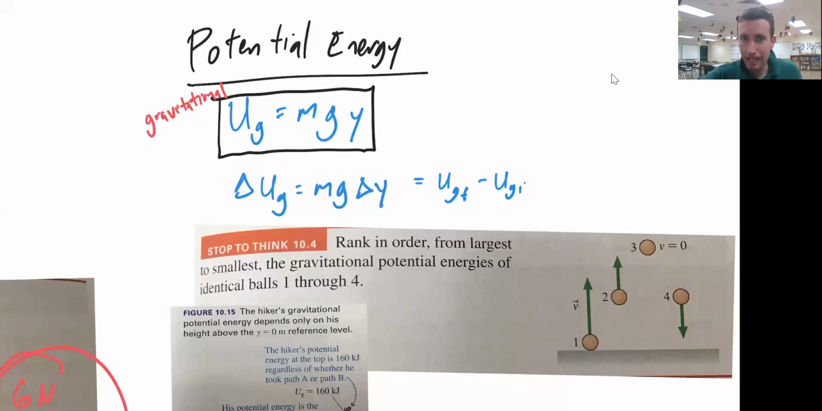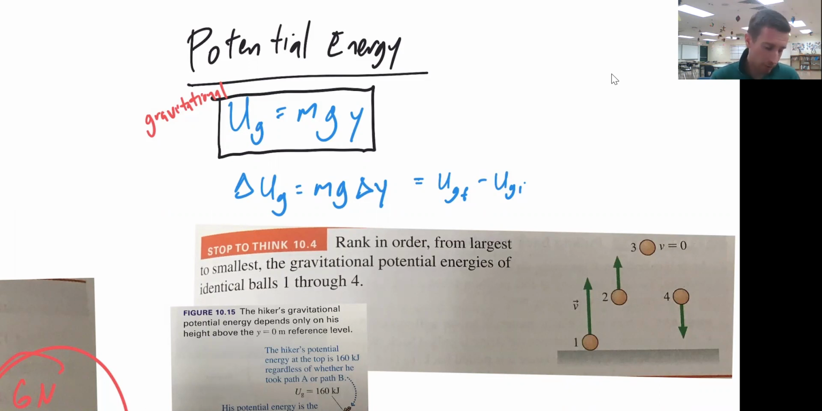Chapter 10, Energy, Part 2, Potential Energy. Okay, so we just talked about kinetic energy. Now we're going to talk about potential energy, and there's a few different types of potential energy that we'll talk through. First, let's talk about gravitational potential energy.